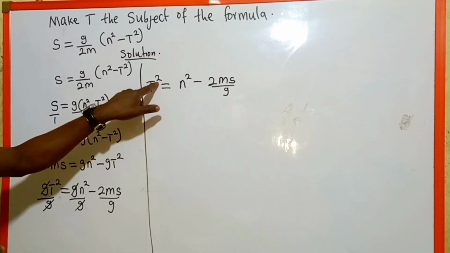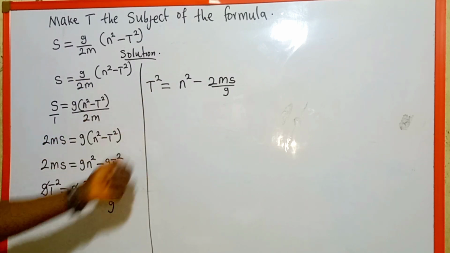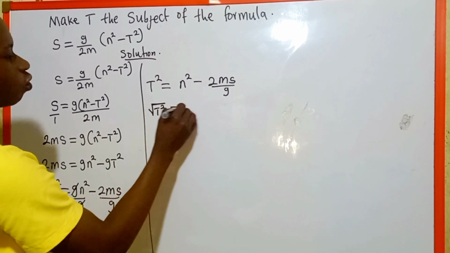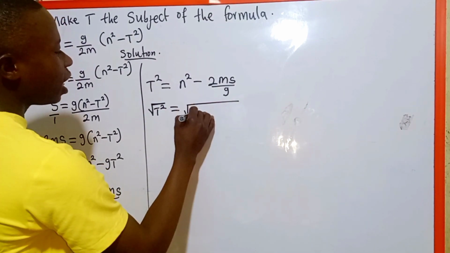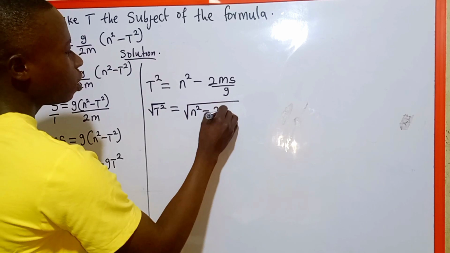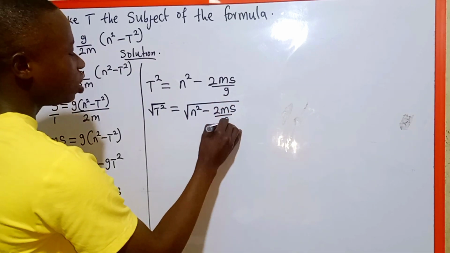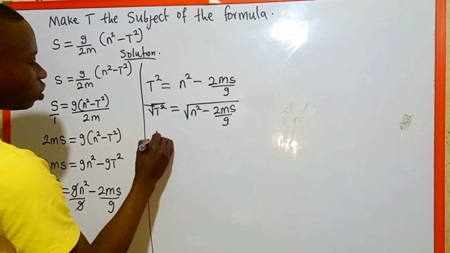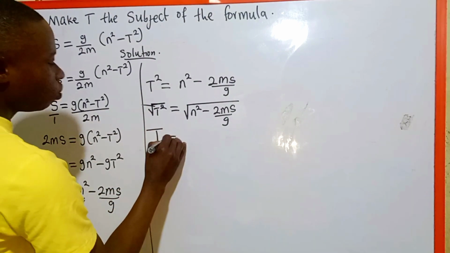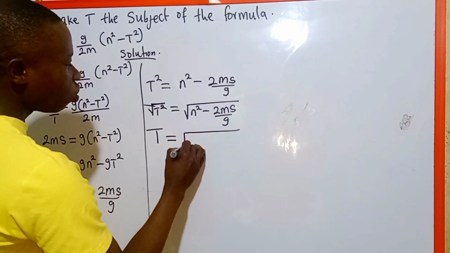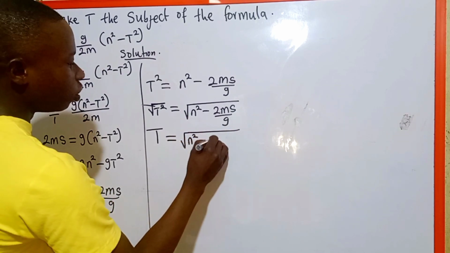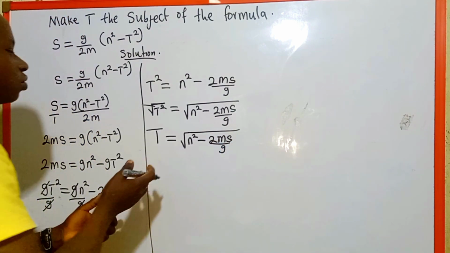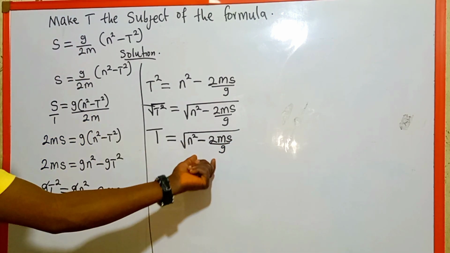So to cancel out this square, we are going to take the square root of both sides. So we are going to have the square root of t square is equal to the square root of n square minus 2ms over g, so that this square can cancel out the square root. So we are left with only t on the left hand side, which is equal to root of n square minus 2ms over g. So we have successfully made t the subject of the formula in this equation.